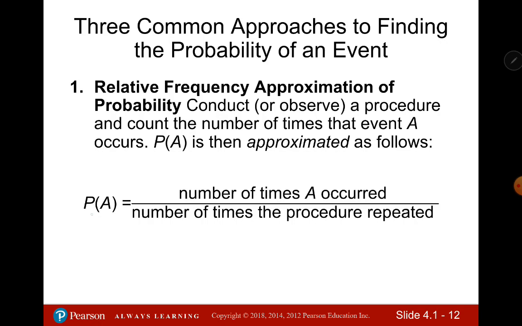So P(A) means the probability of event A, right? So let's check the numerator. It's the number of times A occurred divided by the number of times the procedure repeated. Okay, that's the definition or the formula.